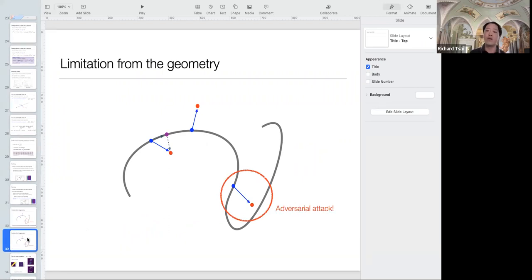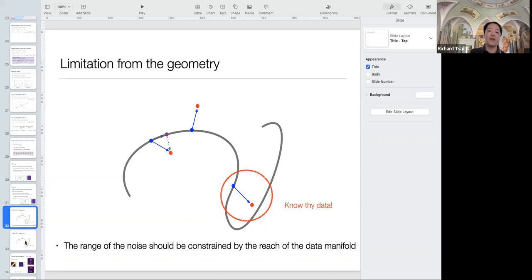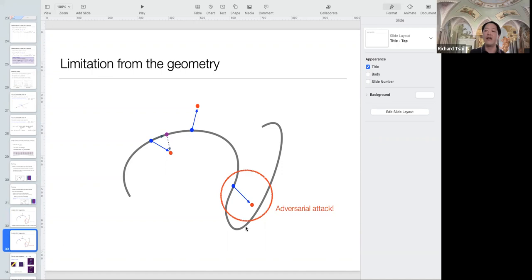In fact, there are works that try to exploit this kind of sensitivity and try to create examples that will fool the neural network. This is called adversarial attack. In conclusion, one needs to understand the geometry of the data much better. It's not a panacea, right? This deep learning thing is not a panacea. You just throw everything into this thing and then you optimize and you get something good. With that, I stop.